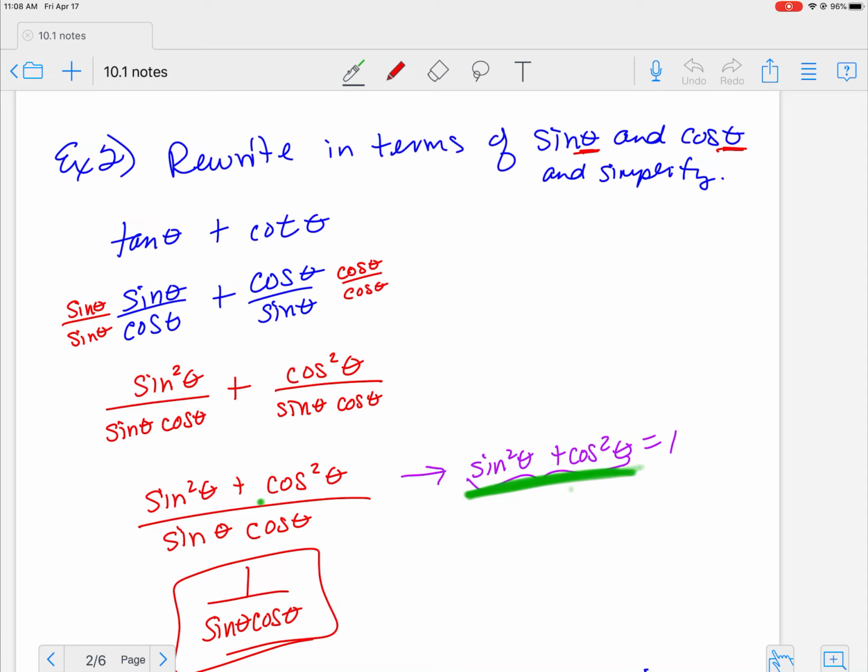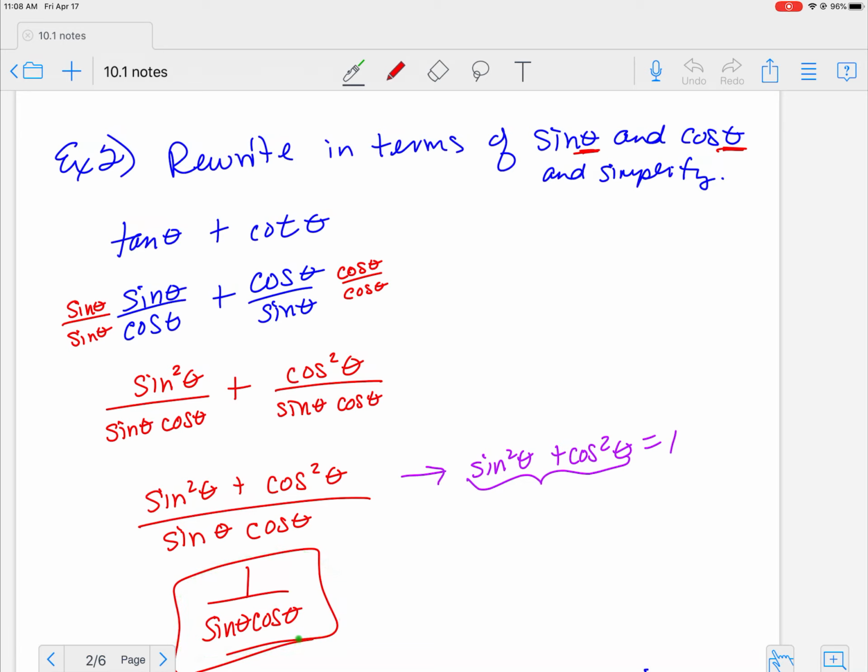I'm telling you guys, you got to know these. So sine squared plus cosine squared is equivalent to 1. So anytime you see sine squared plus cosine squared, you can replace that with a 1. So I take tangent plus cotangent, and you simplify it all the way down, and you end up with 1 over sine cosine.